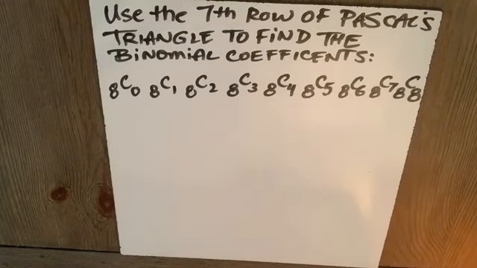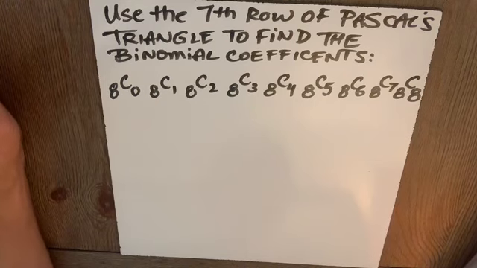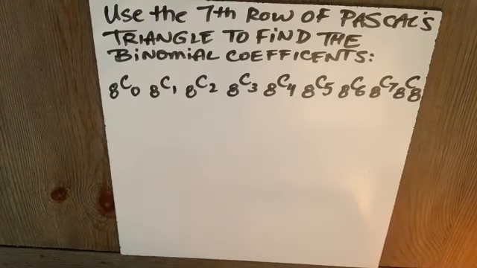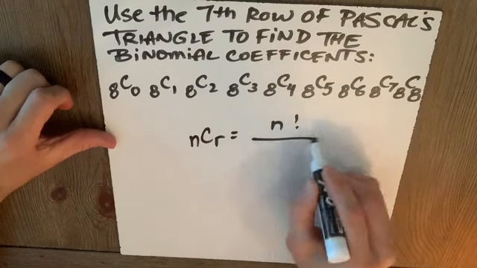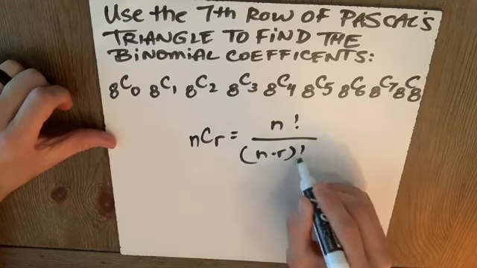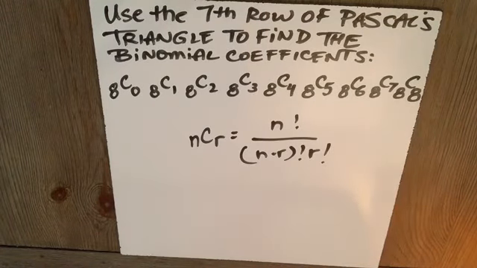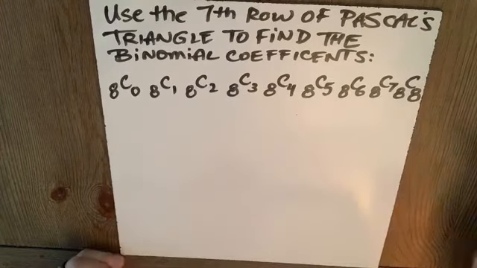Use the seventh row of Pascal's triangle to find the binomial coefficients 8C0, 8C1, 8C2, 8C3, 8C4, 8C5, 8C6, 8C7, and 8C8. So, of course, I could use my definition, nCr is equal to n factorial over n minus r factorial times r factorial, and figure out each one of these. But I want to work smarter, not harder.